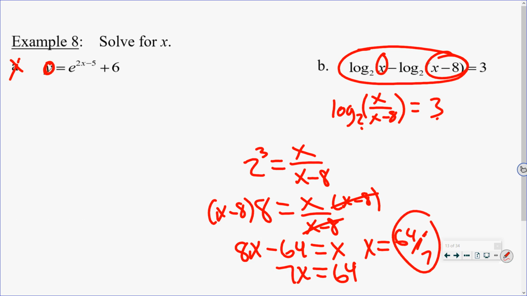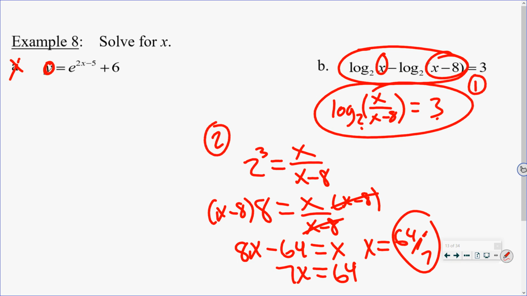So get it as a single logarithm. That's always your step number 1 right there. And then step number 2 is you rewrite it in exponential form.